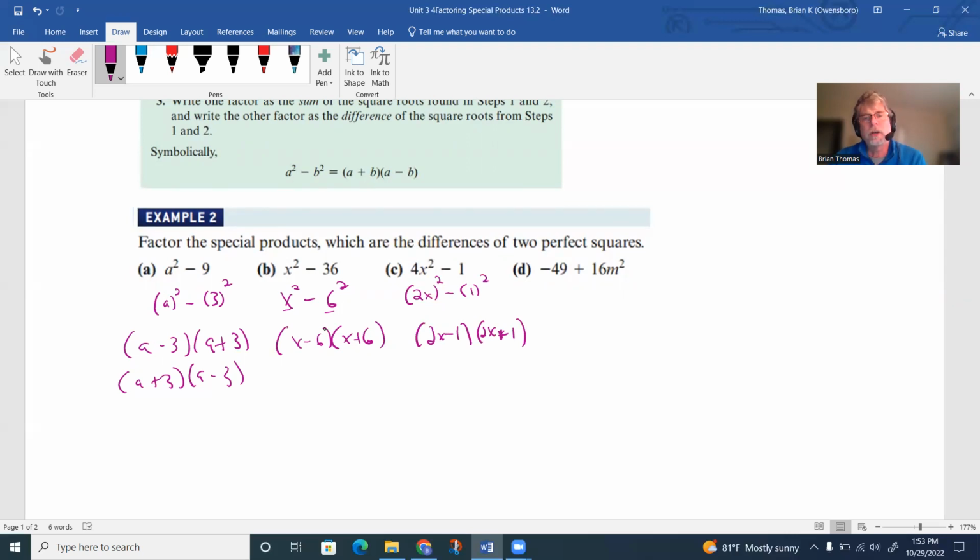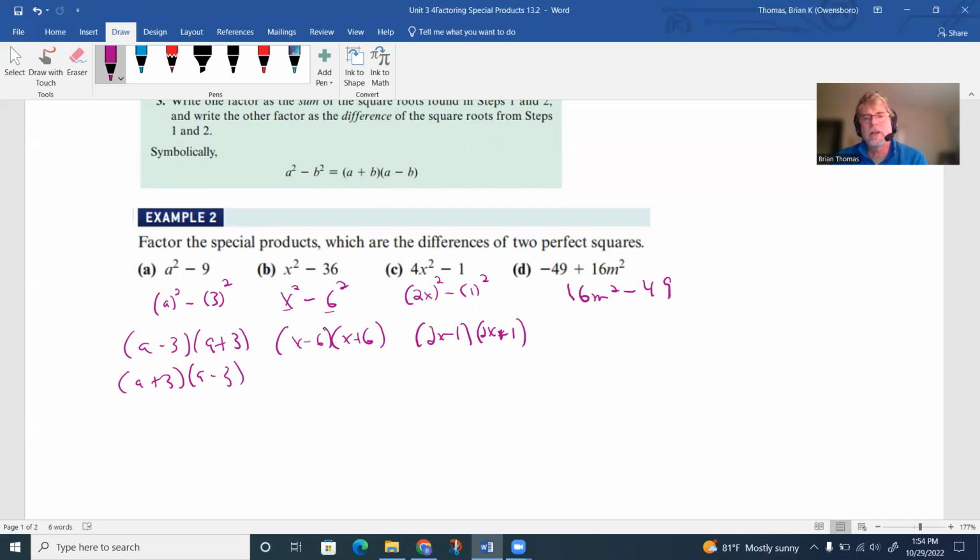Now D looks a little weird. What we can do to make it look a bit easier is just rewrite the terms in the other direction: 16m squared minus 49. If I put the terms in the other order, this now looks a little bit more familiar to us. Remember, terms can be rearranged as we see fit. And with a polynomial, we usually like the highest degree to go first anyway. So those were kind of backwards to begin with. We need to rearrange it from highest degree to lowest degree.